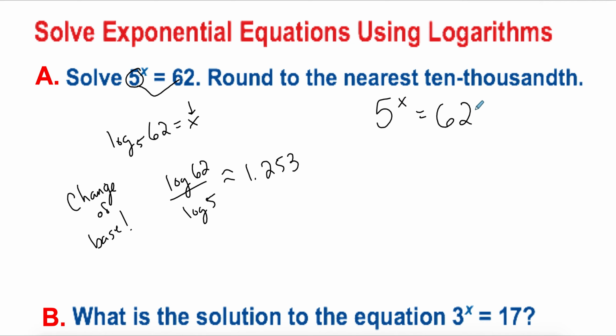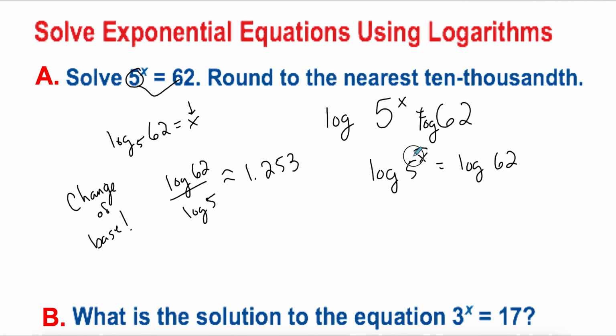So what you can do to both sides, remember we can multiply both sides by whatever you wanted to. You can divide both sides by whatever you wanted to, as long as you do it to both sides. So now log is like a new operator for us. So we can log both sides. So I would have log to the 5x equals log 62.